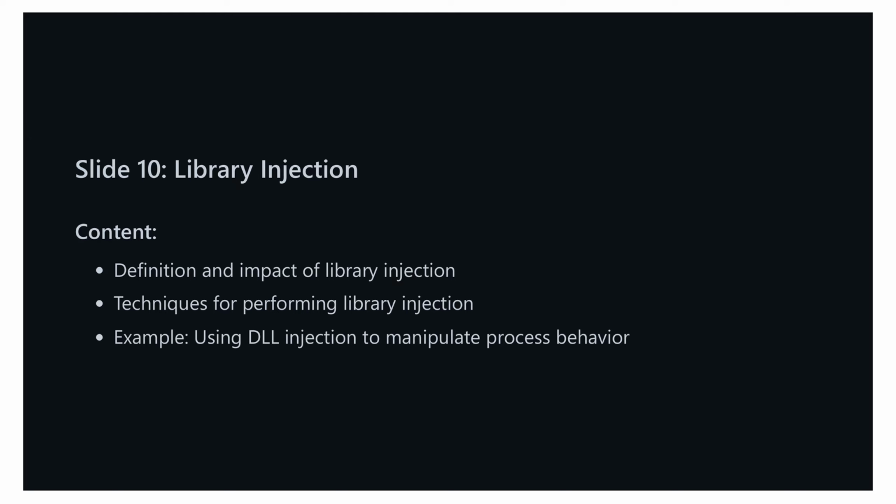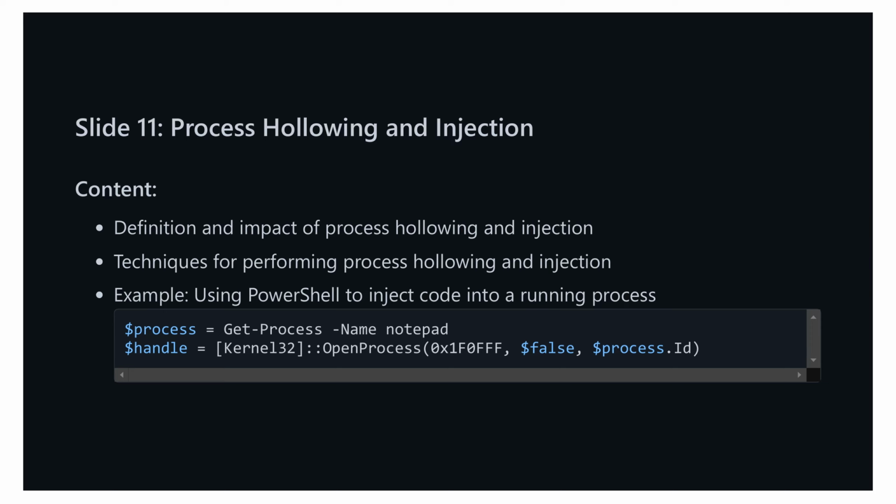In our next slide, we will explore process hollowing and injection. We will define what process hollowing and injection involve, discuss their impact, and provide an example using PowerShell to inject code into a running process, demonstrating how these techniques can be effectively employed. Now, moving on to slide 11, we will focus on process hollowing and injection. This technique refers to the manipulation of a process to either insert or replace the code executing within that process.